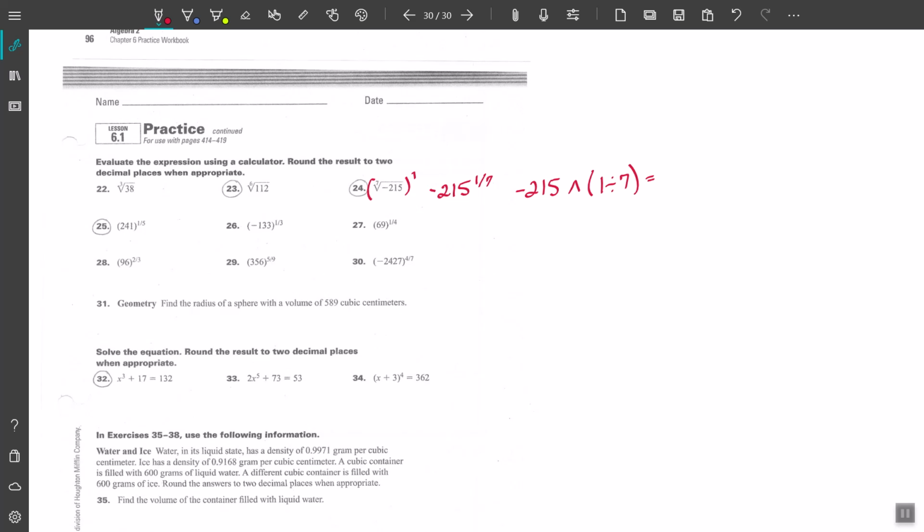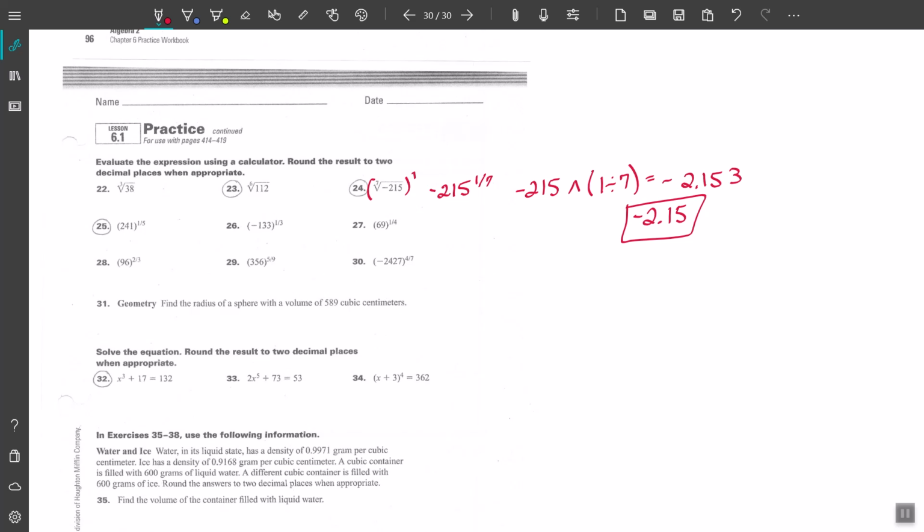All right, you do that, and you hit enter, and you should get negative 2.153. So that means that we're rounding to 2 decimal places, the 100th place. So when we do that, we're going to keep that 5 the same. And so our final answer will be negative 2.15.